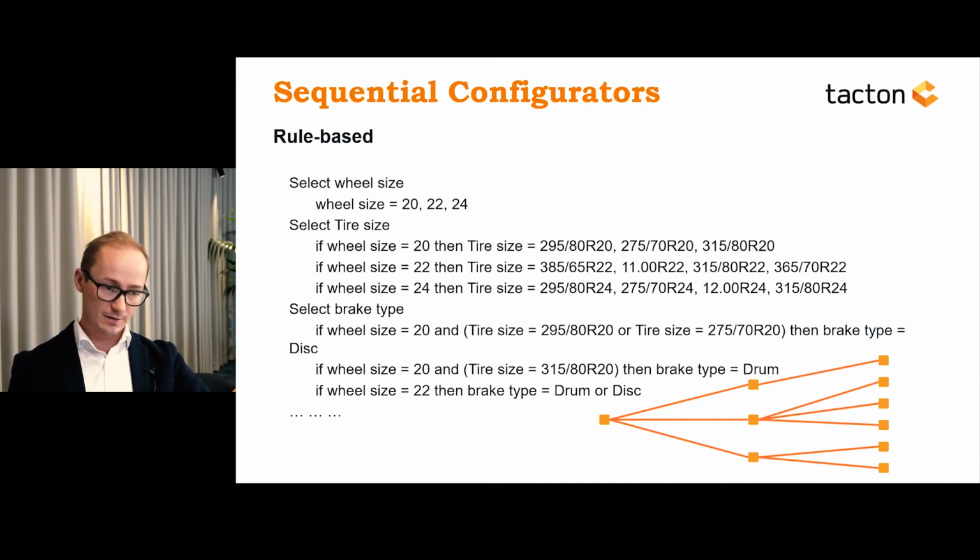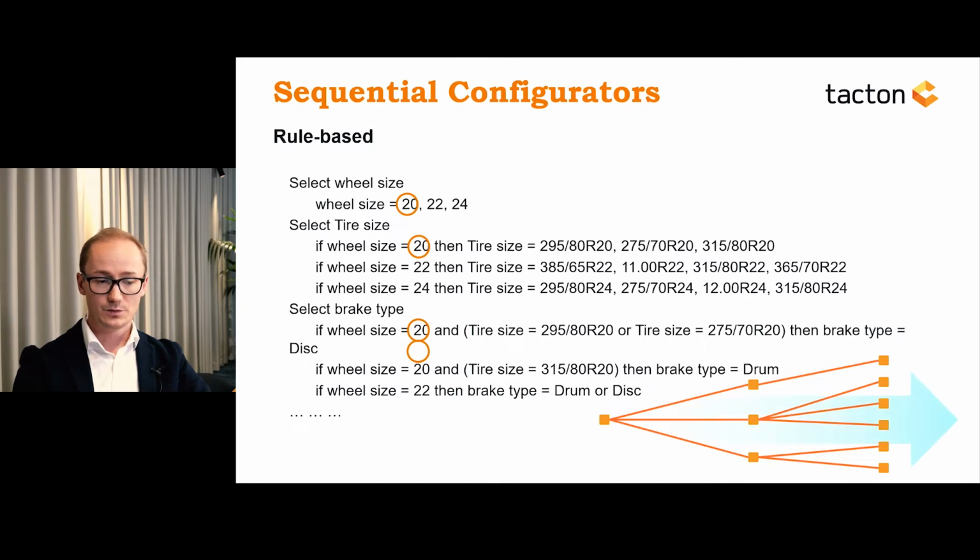And then when a wheel has been constructed, if you want to select a brake for that, we have certain rules for that. These configurators work well, at least in one direction. The issue comes when you come to the end of your configuration, and then you realize that I have a 20-inch wheel, but I don't want to have a drum brake. With a sequential configurator, that would mean that you need to start all over again. Go from the beginning.